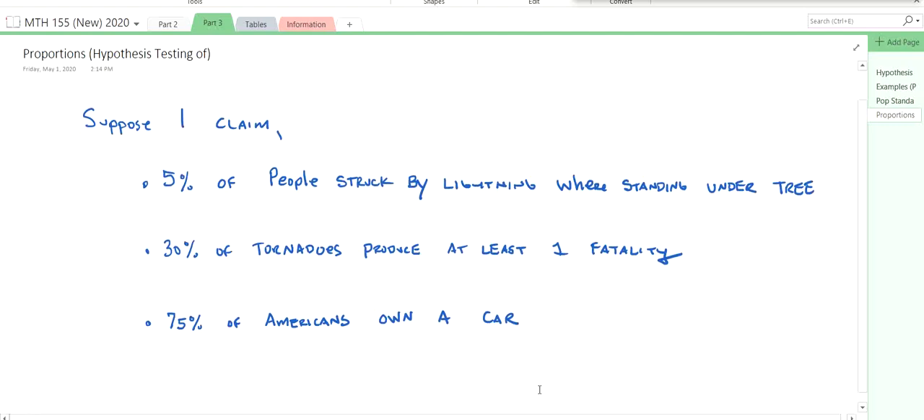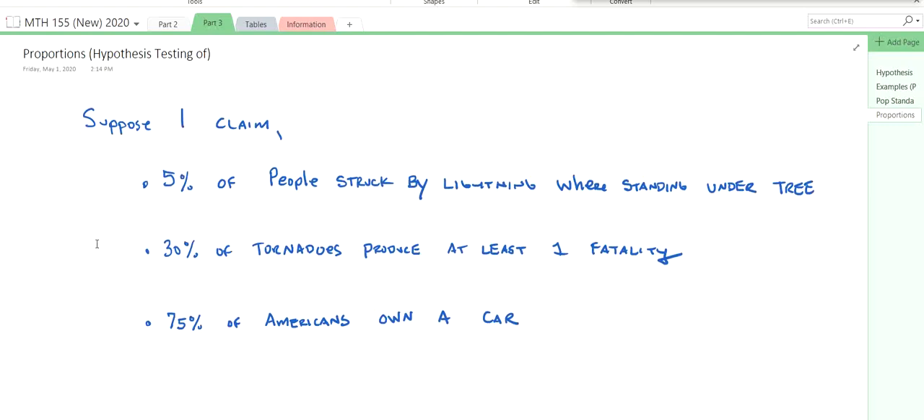But now we're going to look at proportions. And proportions are different than means, and we've already done proportions a number of times. First time we encountered proportions was when we worked with the binomial distribution. And then again with confidence intervals, we did confidence intervals of proportions. So now we're going to do hypothesis testing of proportions.